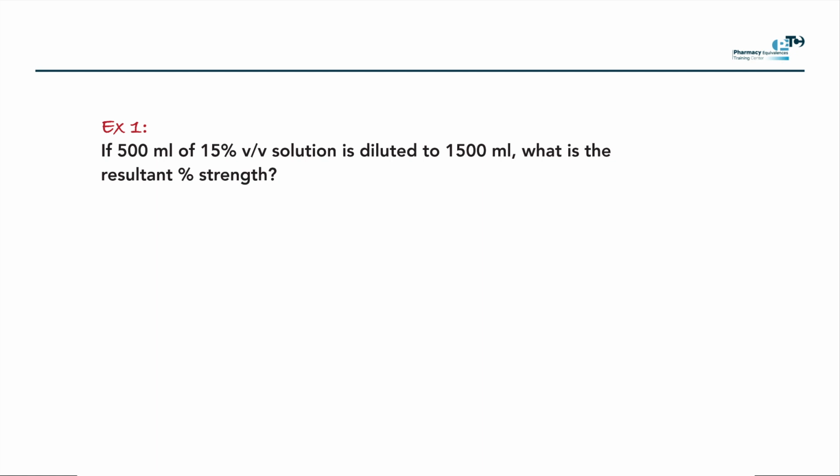Let us start with some examples and see how to deal with these types of problems. Example number 1: if 500 milliliters of a 15% volume per volume solution is diluted to 1500 milliliters, what is the resultant percent strength? This type is a direct question.